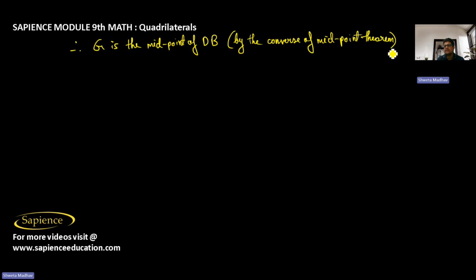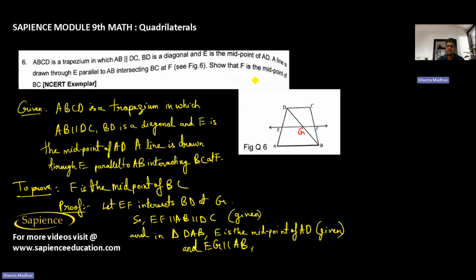The converse of the midpoint theorem states that if a line is drawn parallel to one side through the midpoint of another side, then it will also pass through the midpoint of the third side. So if this is triangle ABC and this is DE, and D is the midpoint of AB, and I draw DE parallel to BC, then E will also be the midpoint of AC. So this is the converse of the midpoint theorem. Here G is the midpoint of BD, we have proved.